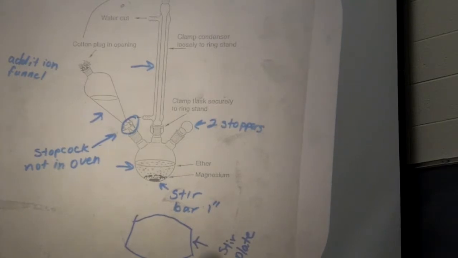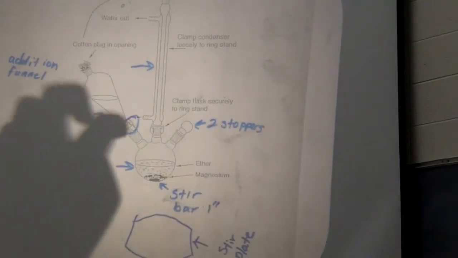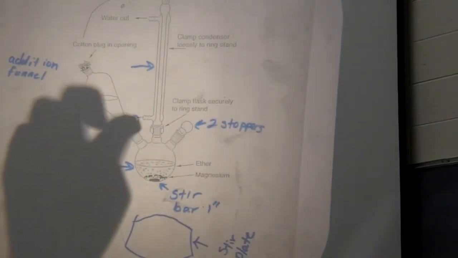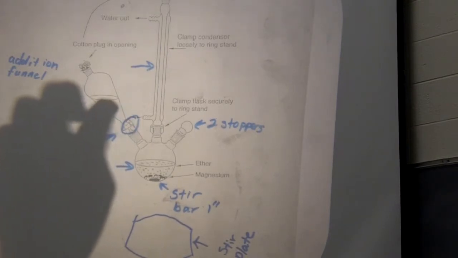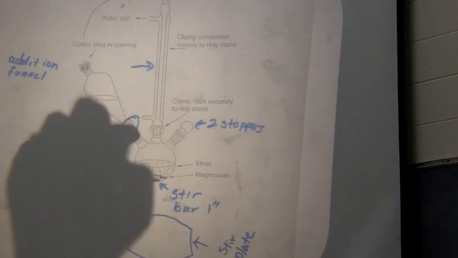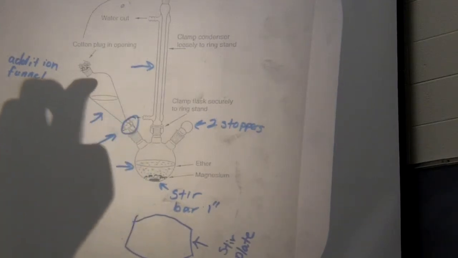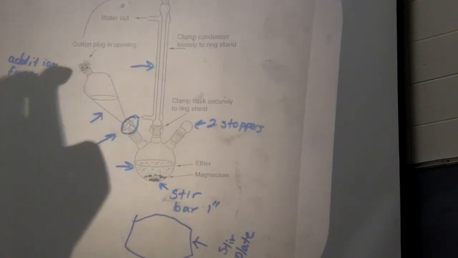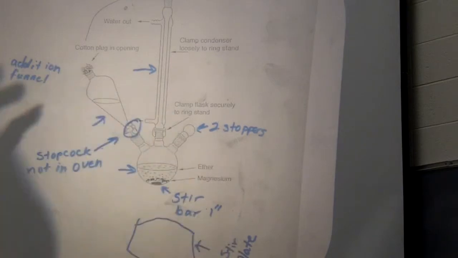So what you want to do to make that solution is, once you have your alkyl bromide that you need and your dry ether, with the stopcock closed, carefully pour the ether into your separatory funnel, then carefully pour your alkyl bromide into the separatory funnel. The alkyl bromide's more dense than the ether, so it just passing through the ether will make a solution of alkyl bromide, okay?